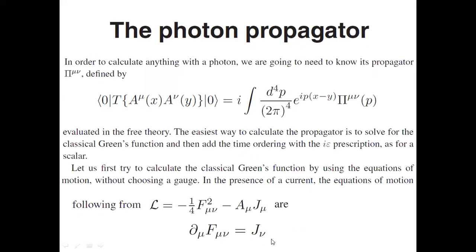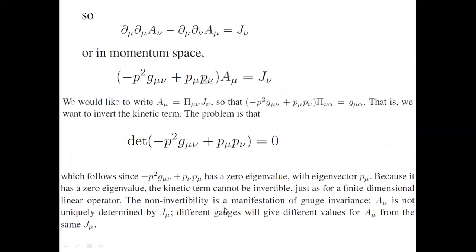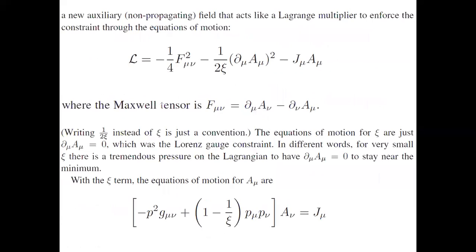We see from the equation of the field tensor that the Maxwell's equations can be written like this. And if we have the Maxwell's equations like this, then in the momentum space this equation becomes like this. And if we try to invert this equation, it is impossible because the determinant of the operator is 0. So what to do? So we take a Lagrangian of this form, and if we vary.